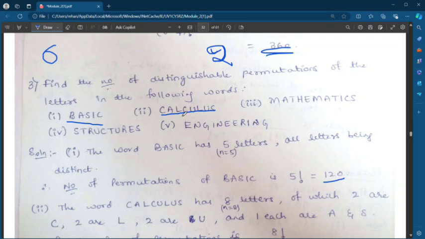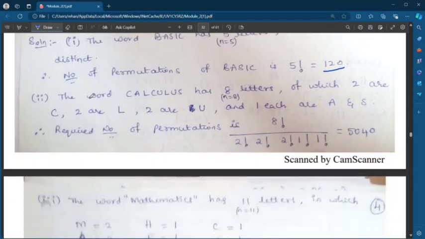If you see CALCULUS, C is repeated 2 times, L is repeated 2 times, and U is also repeated 2 times, and the remaining A and S occur 1 time each. So the required permutations: total letters 1, 2, 3, 4, 5, 6, 7, 8, so n total is 8.